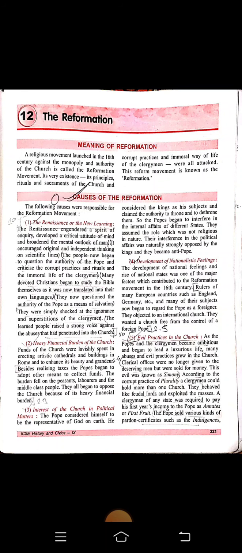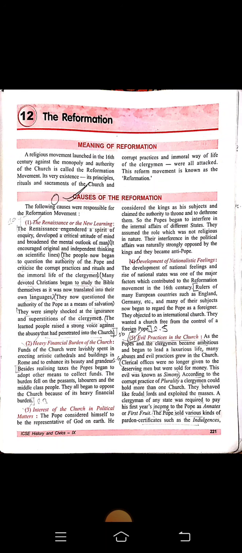Number five, evil practices in the church. As the pope and the clergymen became ambitious, they began to lead a luxurious life. Many abuses and evil practices grew in the church. Clergy offices were no longer given to the deserving men, but were sold for money. This evil was known as simony. According to the corrupt practice of plurality, the clergymen could hold more than one church. They behaved like feudal lords and exploited the masses.